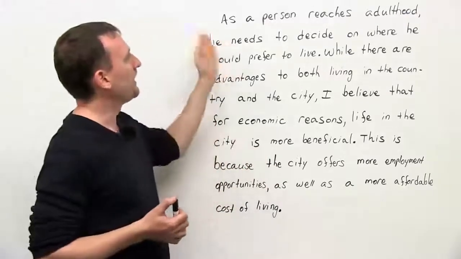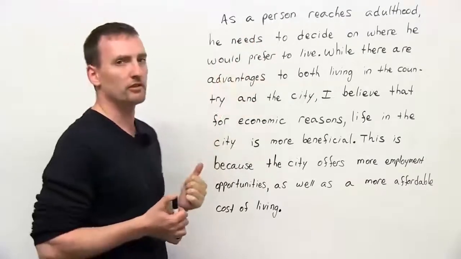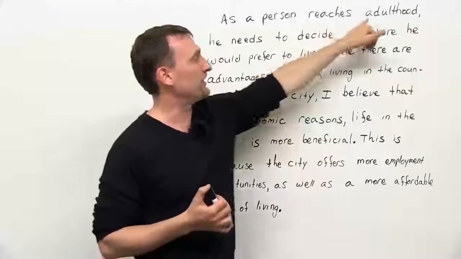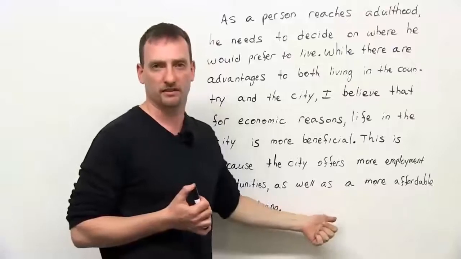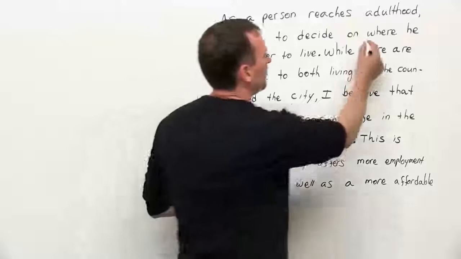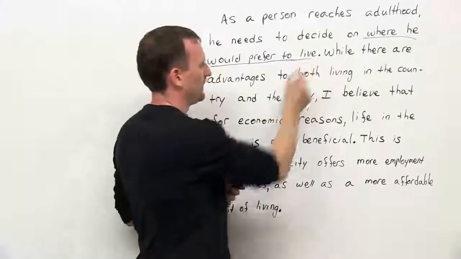First sentence: as a person reaches adulthood, he needs to decide on where he would prefer to live. Again, topic, where to live. You can introduce another topic, adulthood, because you can incorporate that into your reasons, okay? I'm not saying much, my topic is still where to prefer to live, okay?